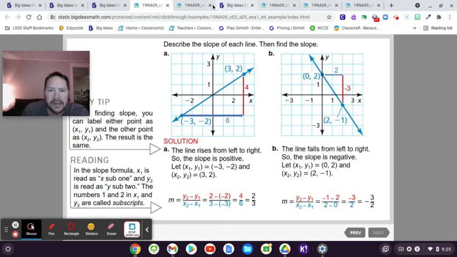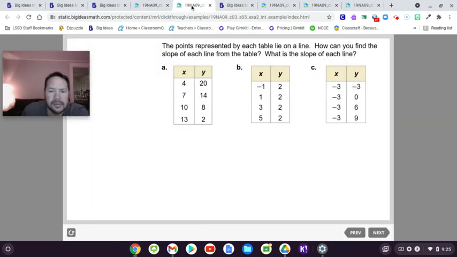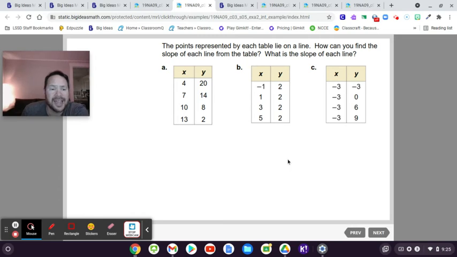All right, now let's jump into how you find slope from a table. Okay, well, tables are just points from a graph anyway. So you can pick any 2 points that you want from your table and calculate the change in y, that's your rise, divided by the change in x, that's the run.